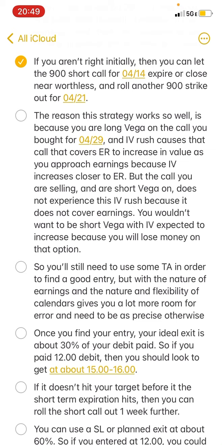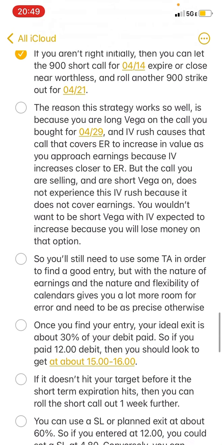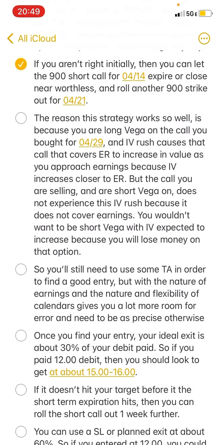And a lot of times, that one still, again, is holding quite a bit of value because earnings is right around the corner. It's not that far out of the money, right? So I've collected, say, $600 on those other options, but I've only lost like $300 on the long one, right? So I've made $300 on it, right?